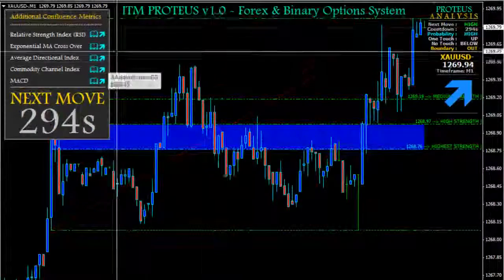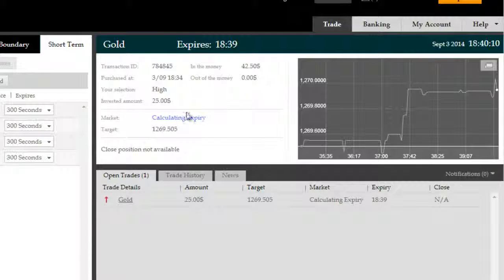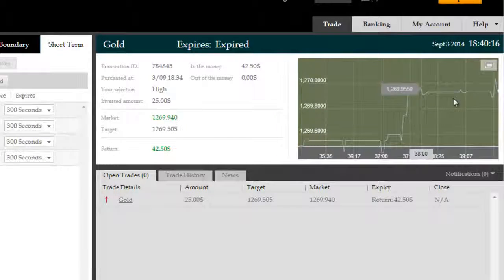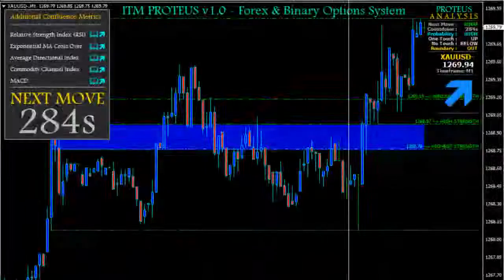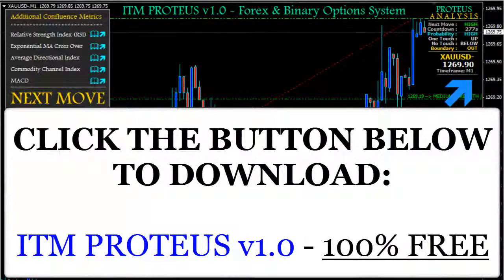High probability trade to the long side, according to ITM Proteus, and the additional confluence metrics on the left-hand side, both at the time the trade was taken as well as now, have been in agreement. So ITM Proteus can be used on commodities, Forex, indices, futures, and stocks in your jurisdiction or in your time zone, for instance, in the US, European, as well as UK markets, as well as in the Australian markets.